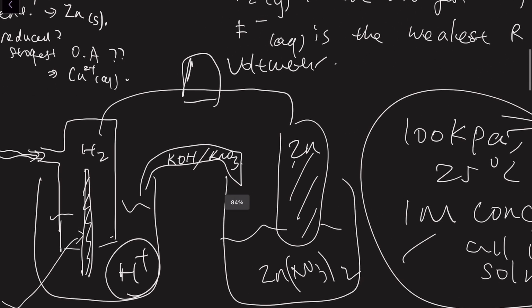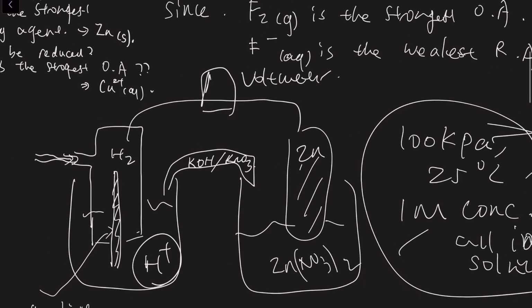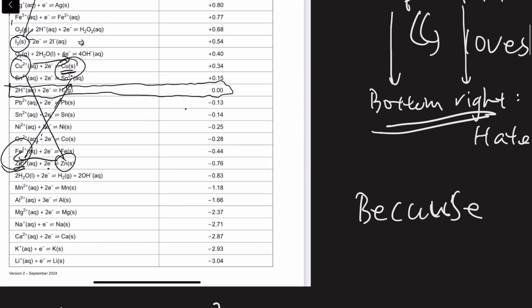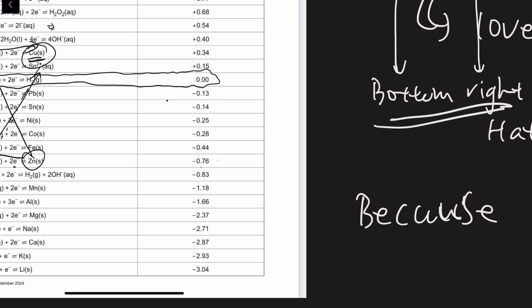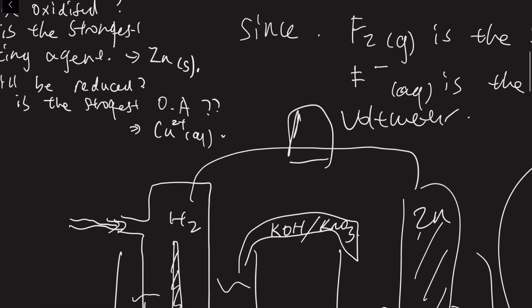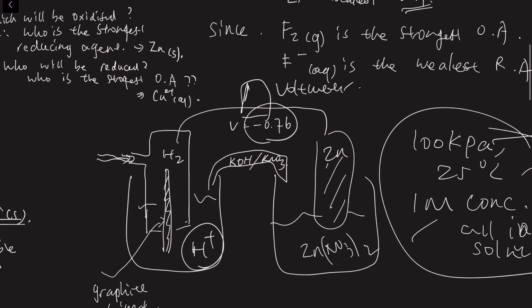So if you actually do this experiment yourself, you would see a voltage of negative 0.76 on your voltmeter. And because of this negative, you know that zinc is the negative electrode, and this is the positive electrode.